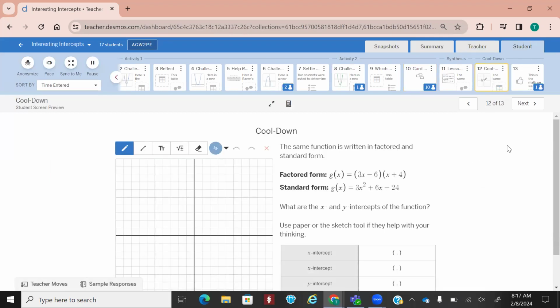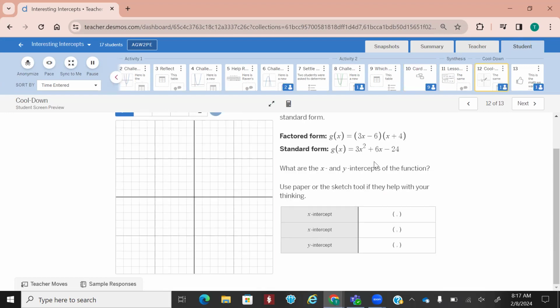Go ahead and jump to slide 12. This is telling me, do you understand what's going on? So we've got the factored form, we've got the standard form. What are the x and y intercepts of this function? Go ahead and take a moment. You've got the factored form, you have the standard form. Go ahead and tell me x and y intercepts.